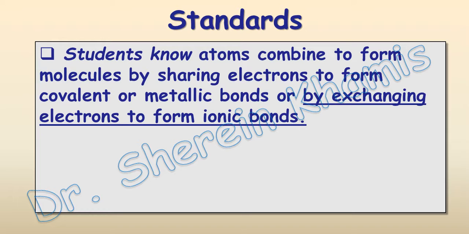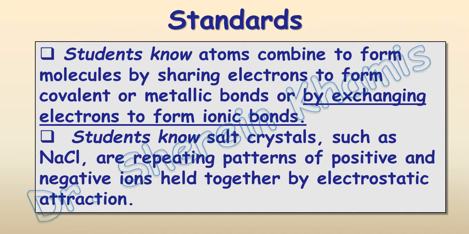And the second one, we have the metallic bond. We will discuss the metallic bond in this chapter also, as well as the exchange of electrons, which is what we are going to study to form what? The ionic bond. We are going to form the ionic bond.